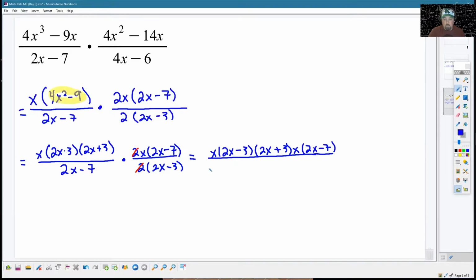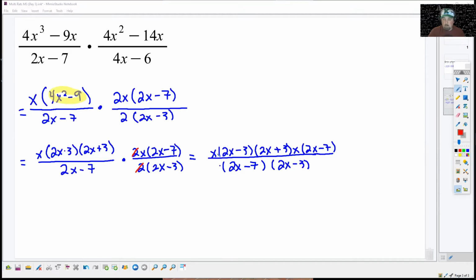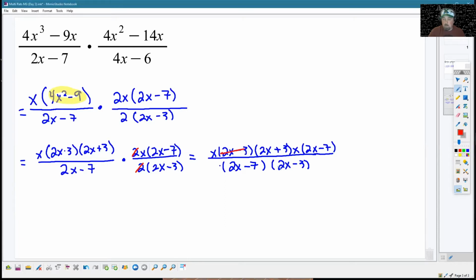So we can cancel top and bottom. Now this is 2x minus 7. And we have 2x minus 3. So let's go through and cancel out the stuff on the top and the bottom. So there's no x's on the bottom, so neither one of those are going to cancel. There is a 2x minus 3, so that goes away. There is a 2x minus 7. There is not a 2x plus 3. So everything in the denominator cancels.